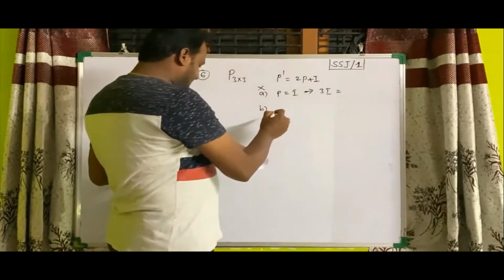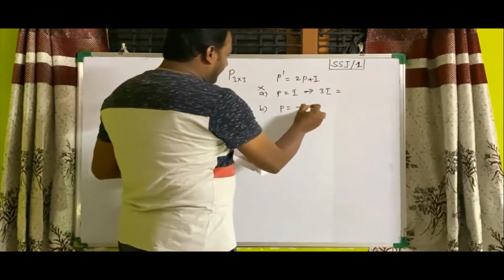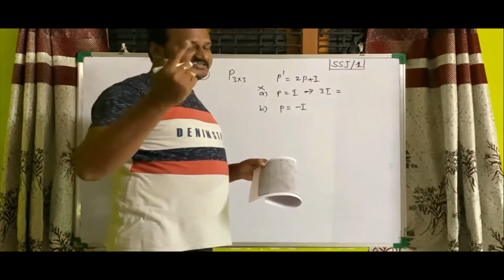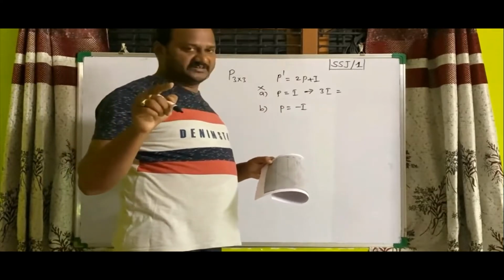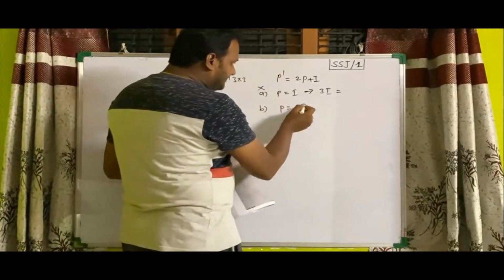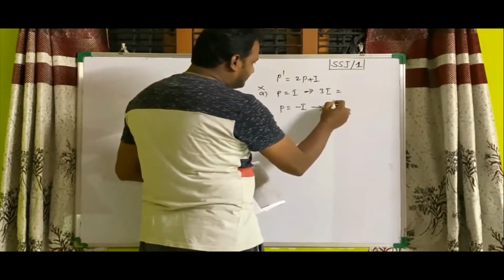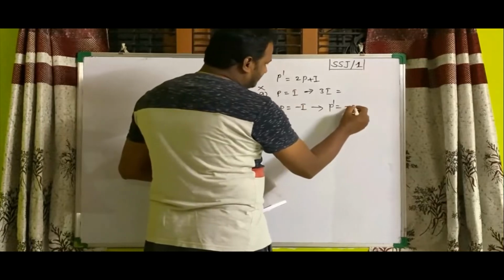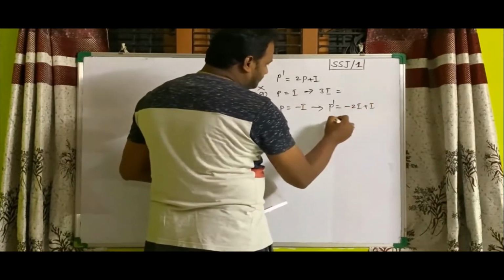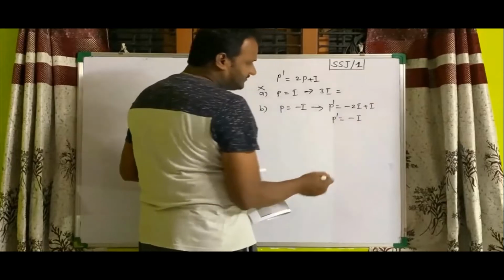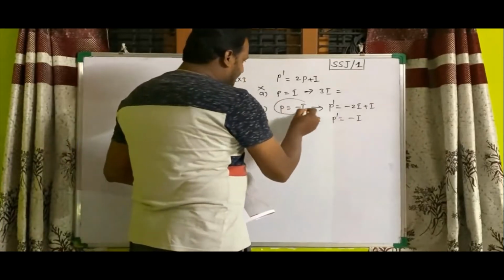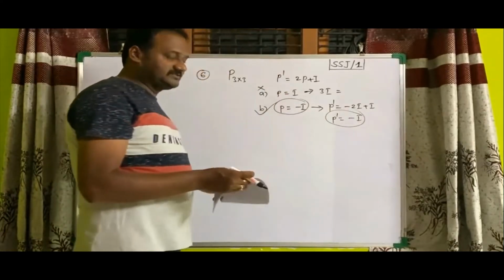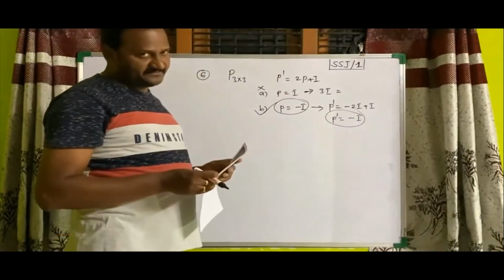And coming to second option B, that is P is equal to negative I. So P is minus 1, 0, 0, minus 1. What is its transpose? Again minus 1, 0, 0, minus 1, right? So if you substitute, P dash is equal to 2 into P, which is minus I. So 2 into minus I is equal to minus 2I plus I. What is minus 2I plus I? That is minus I. We got the same thing, right? Since P is negative I, P dash is also negative I. Therefore, the correct option for this problem is B.